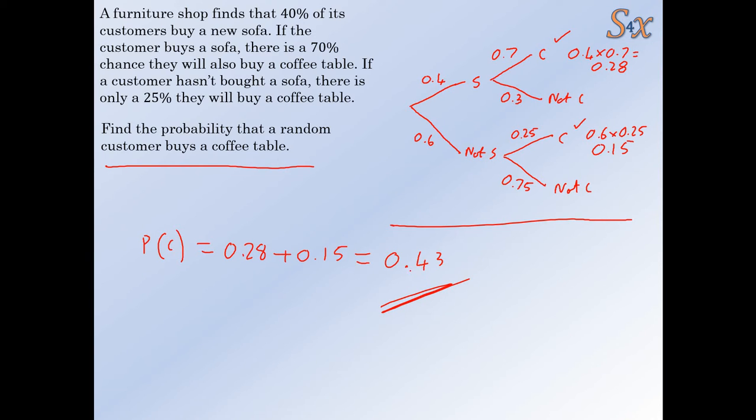Okay, so hopefully that made sense to you. It's all about deciding whether to multiply or whether to add. Whenever we're at the end of a branch and we're thinking we had to do this and this to get there, that's multiplying. But if we need to add two possibilities together, which in this case we had two different possibilities which ended up with a coffee table, then you need to add those results together.